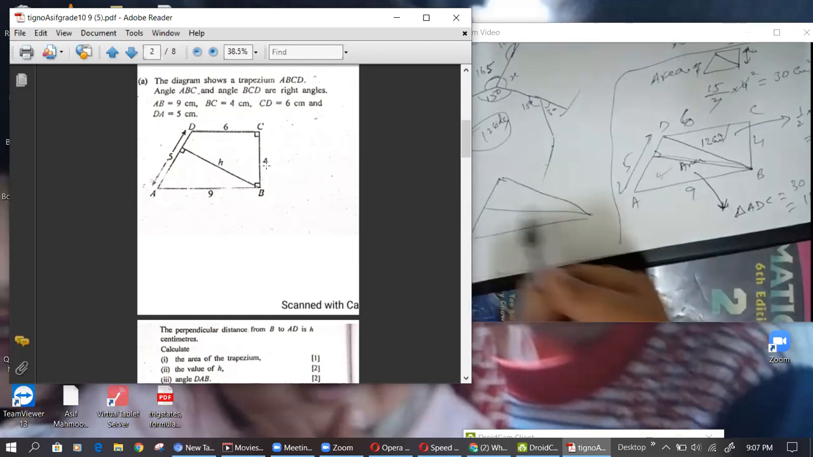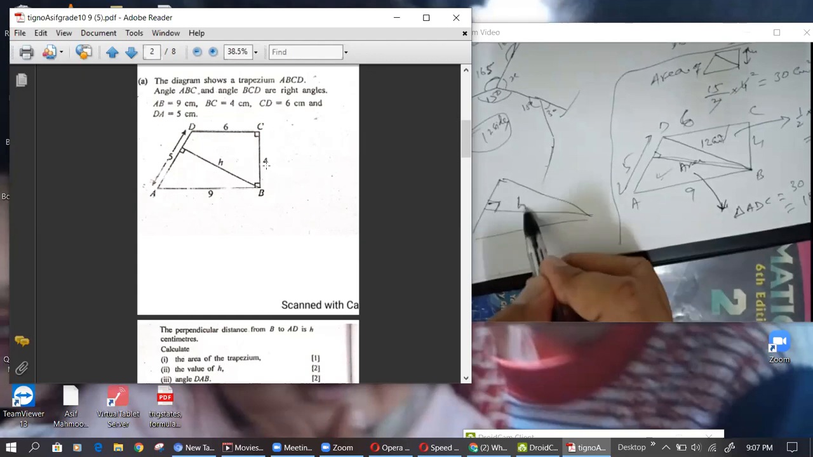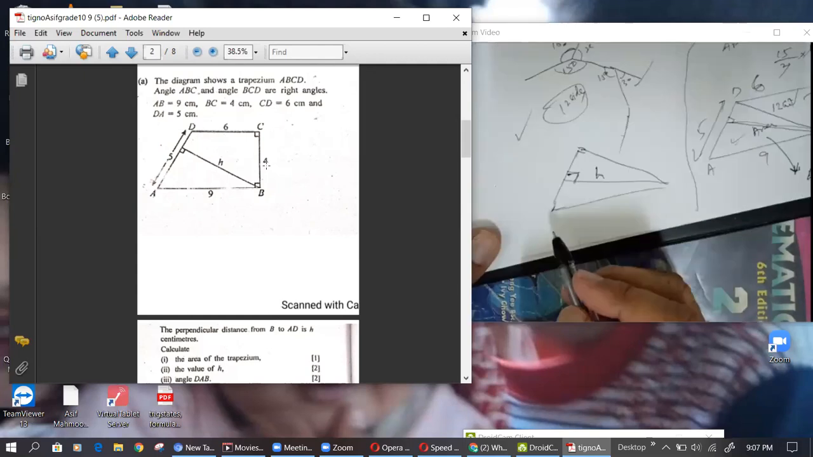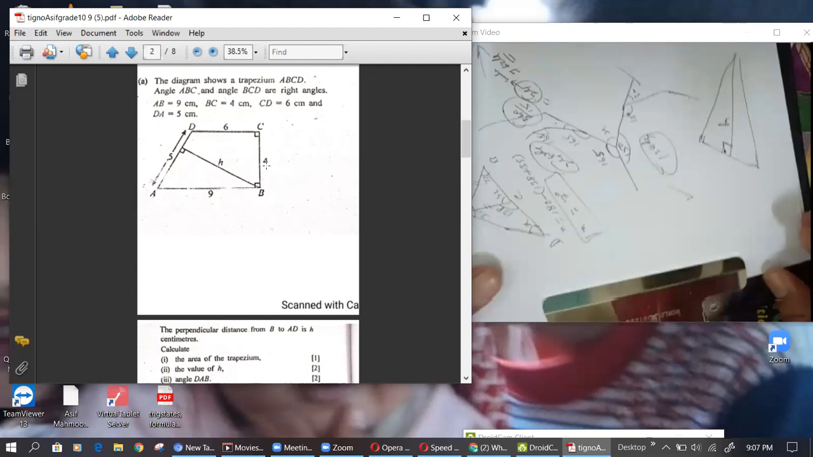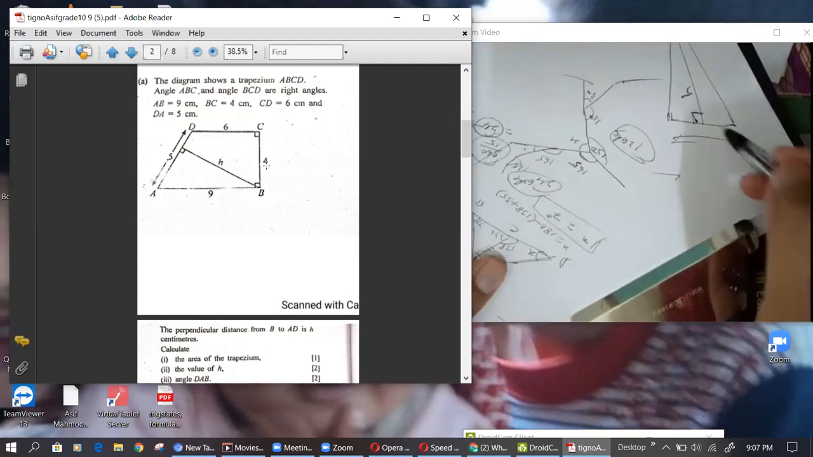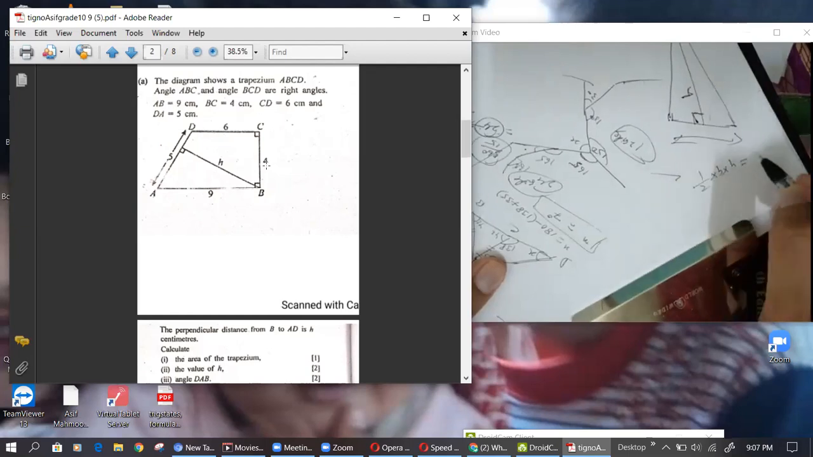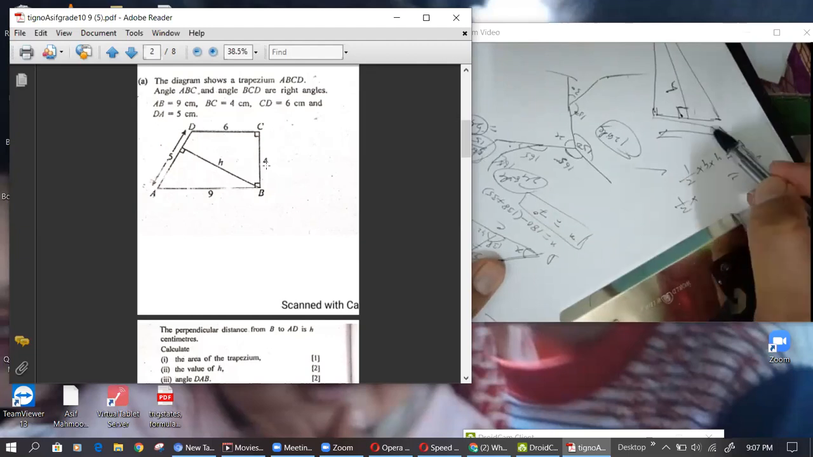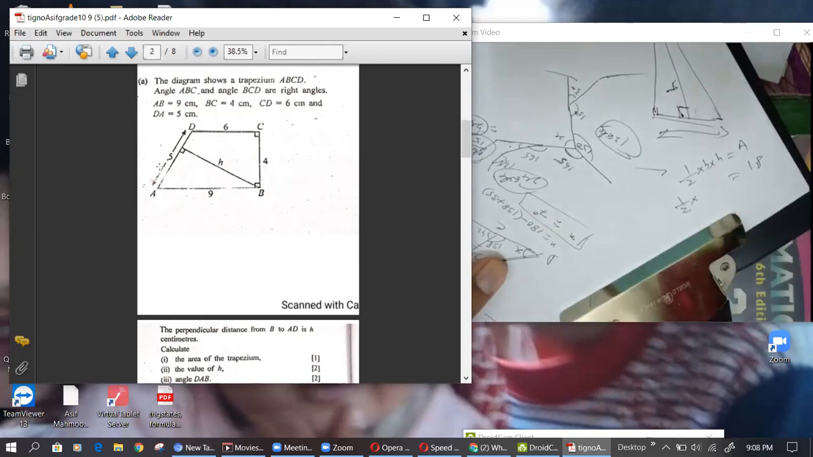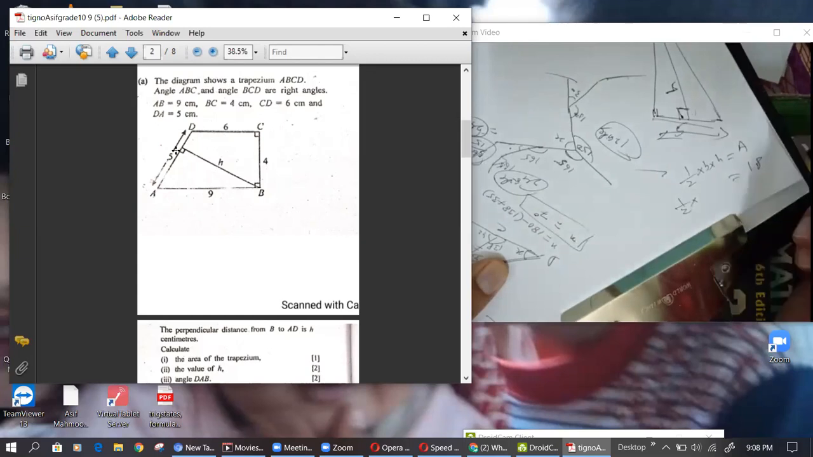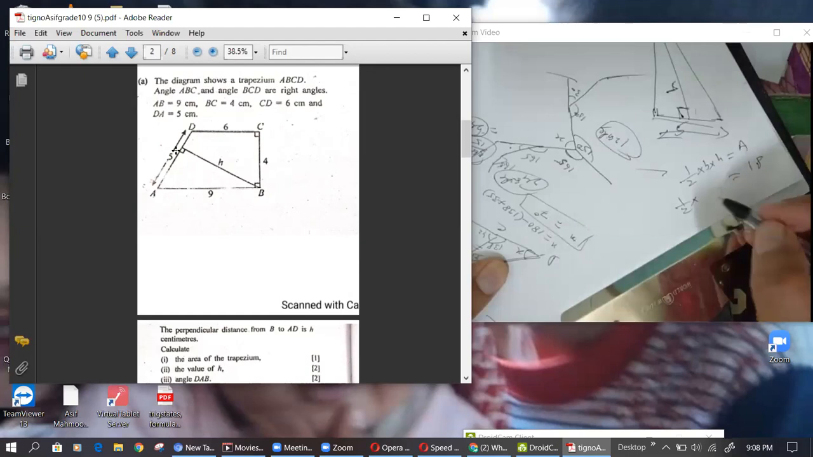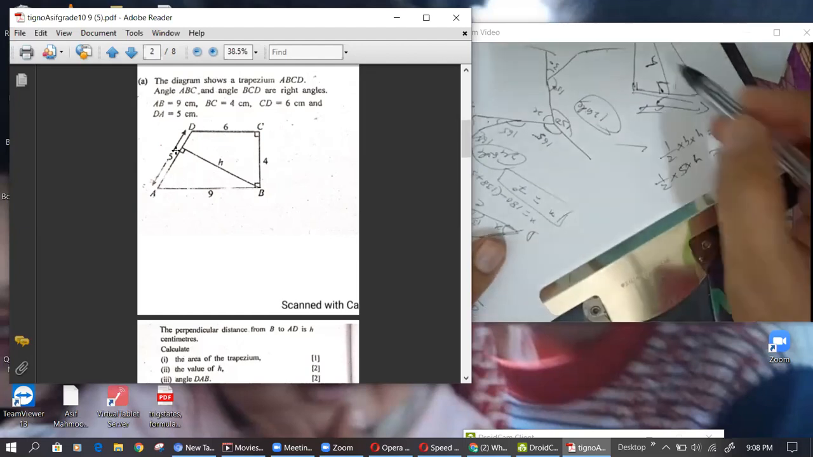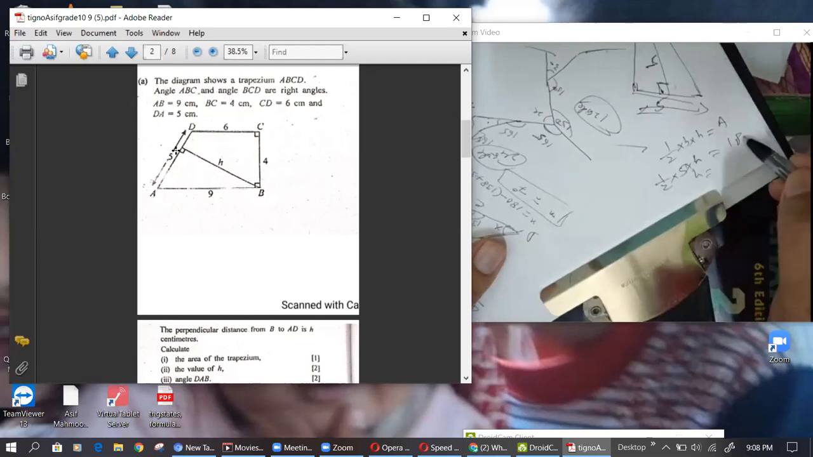So this one is 90 degrees, and this one is h. I am again using the formula, but I will rotate that triangle. I rotate this triangle like this. This is my base, this is my height. Half base into height equals area. The area I already know is 18, and this base was 5 in the question. So 1 upon 2 times 5 times h equals 18. So h will be 36 divided by 5. 36 divided by 5 is 7.2.